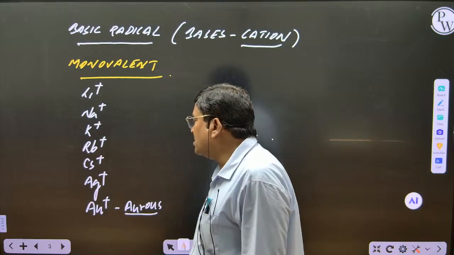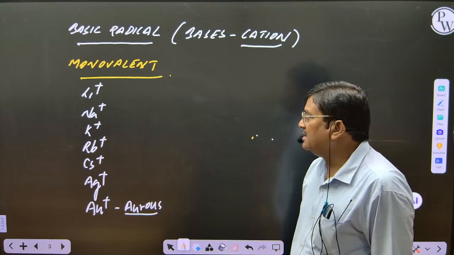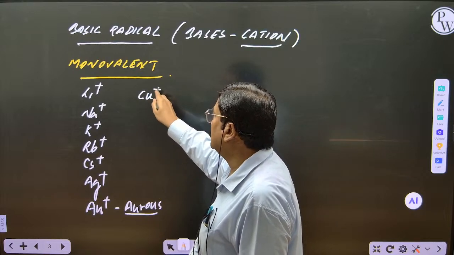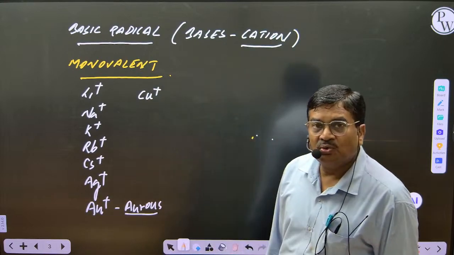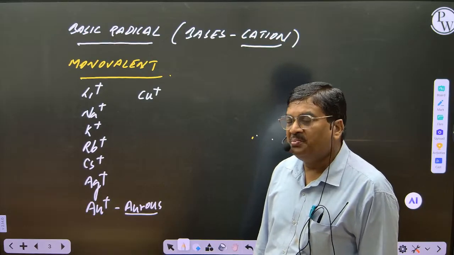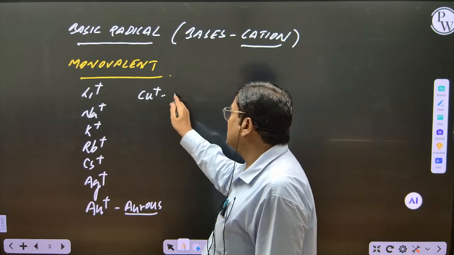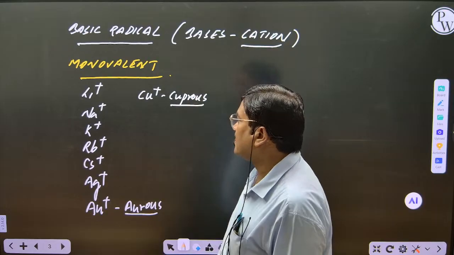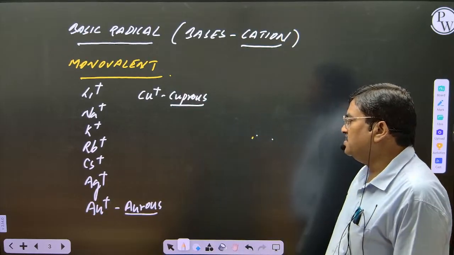So gold is monovalent, silver is monovalent, and see what else? Cuprous. You know cuprous, Cu plus. Cu plus is called cuprous. Higher is ic. Cupric is plus 2. See the difference between cuprous and cupric. This is cuprous, Cu plus.